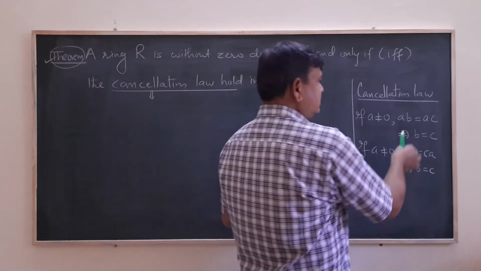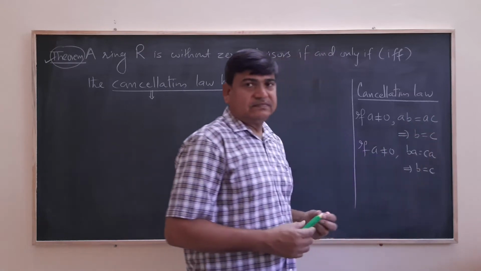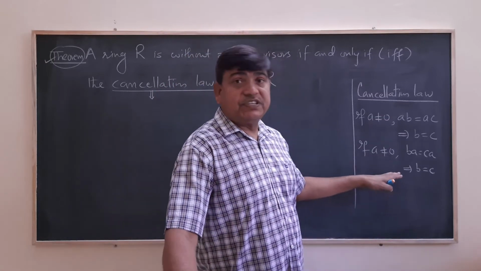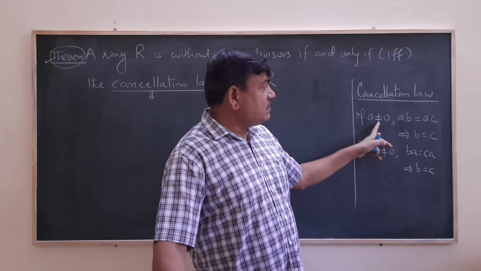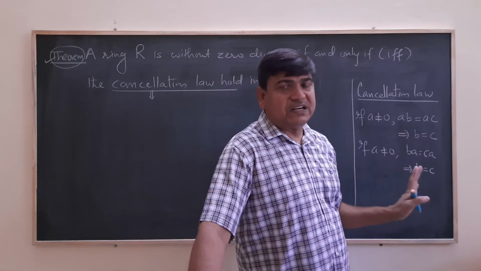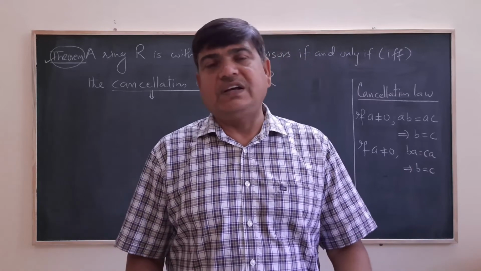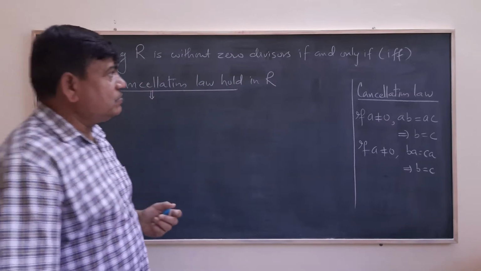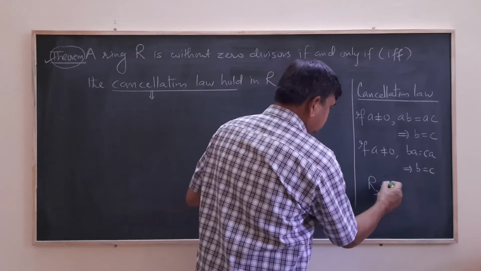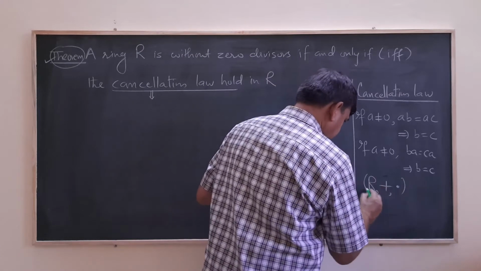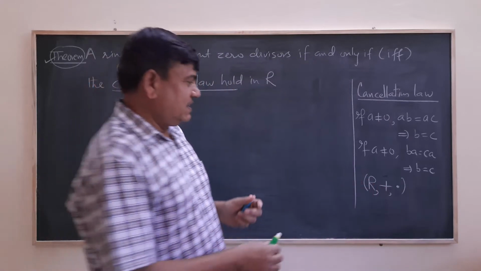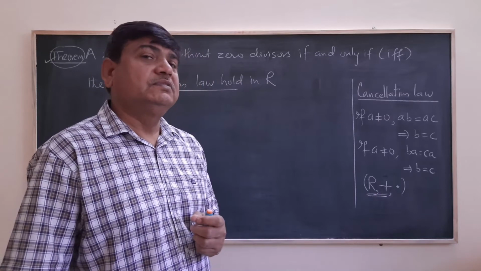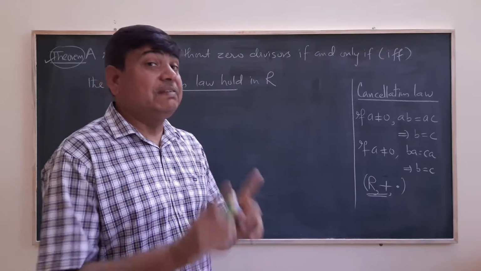Remember here the operation is multiplication. So if we have this type of situation, then this is called left cancellation law and this is called right cancellation law. तो cancellation law जो है आपको याद होना चाहिए. R is a ring, so definitely there are two operations. This is an abelian group, means it is a group, additive group. कैंसिलेशन लॉ होल्ड्स, लेकिन प्लस के लिए कैसे?